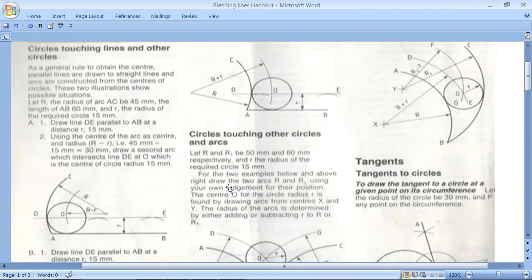I'm going to use the opportunity to blend some lines touching circles: a circle touching another circle, or a line touching a circle. It can be an arc, it can be a circle. There are some basic rules that we have to take into consideration before we execute any practical and technical drawing. All right.